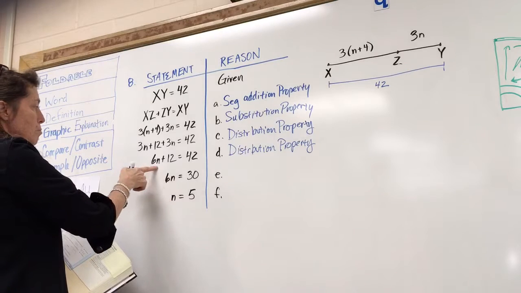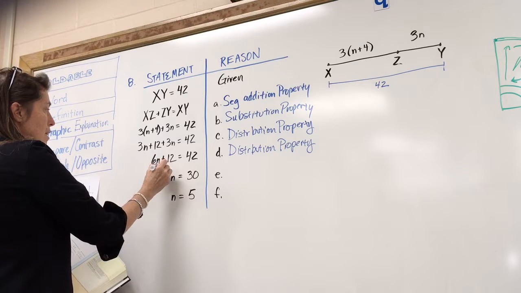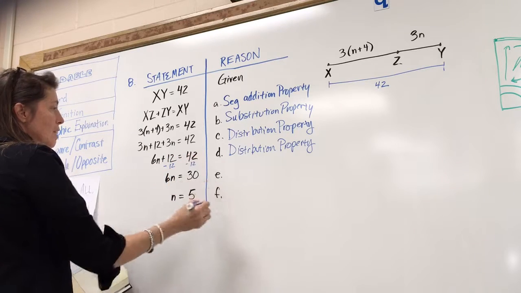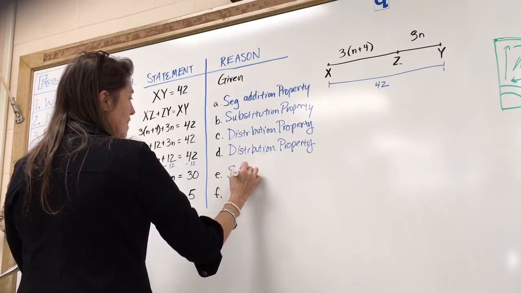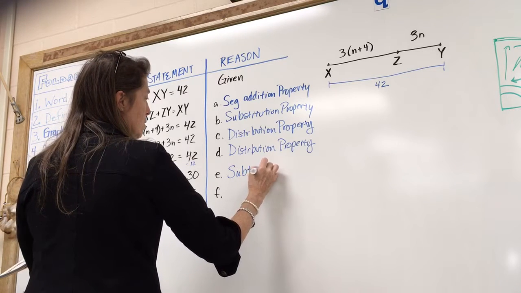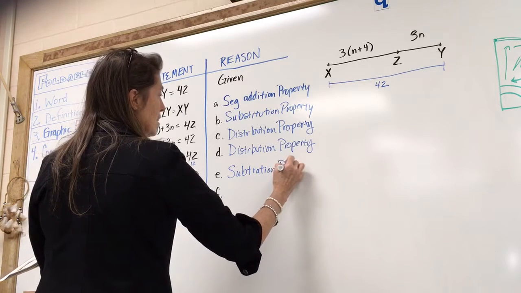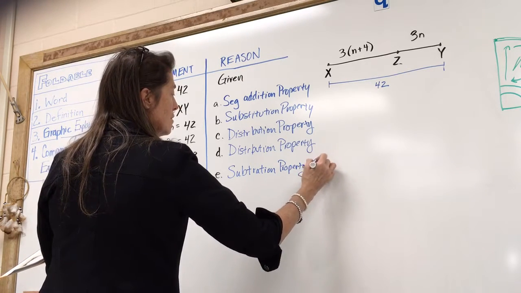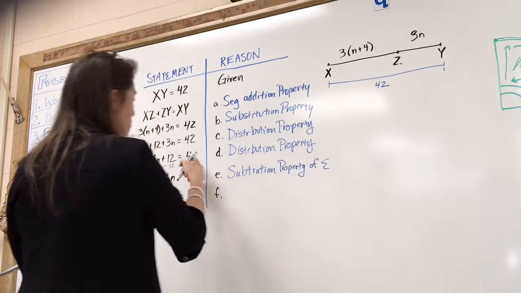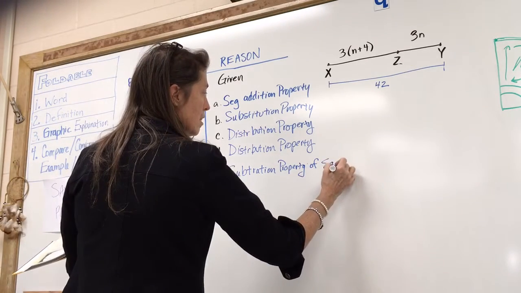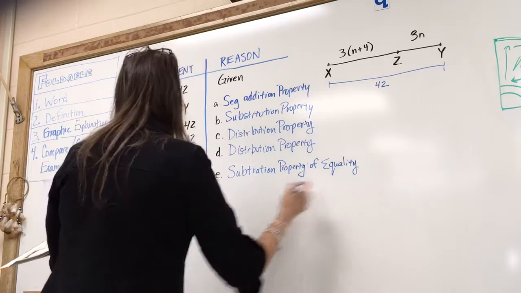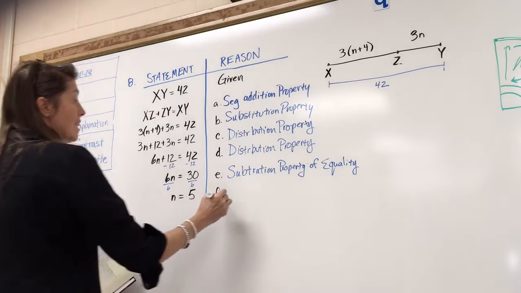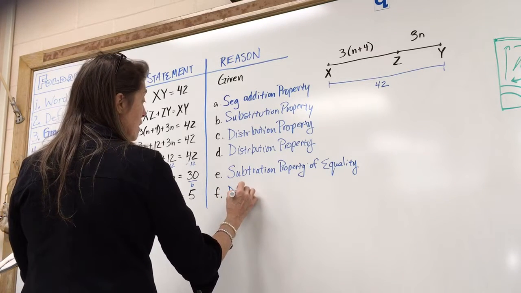E. What happens when we subtract 12 from both sides? Start with subtract. So it's a subtraction property of equality, because we've done it to both sides. And last one, we are dividing both sides by 6. That's the division property of equality then.